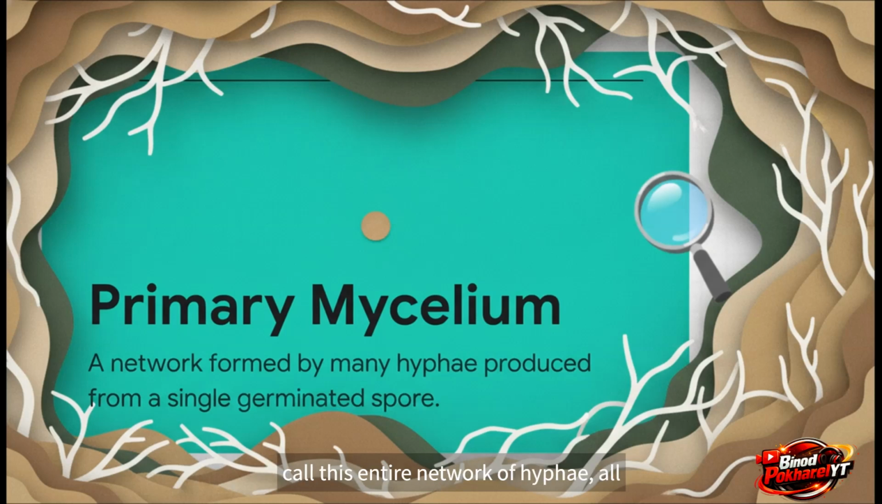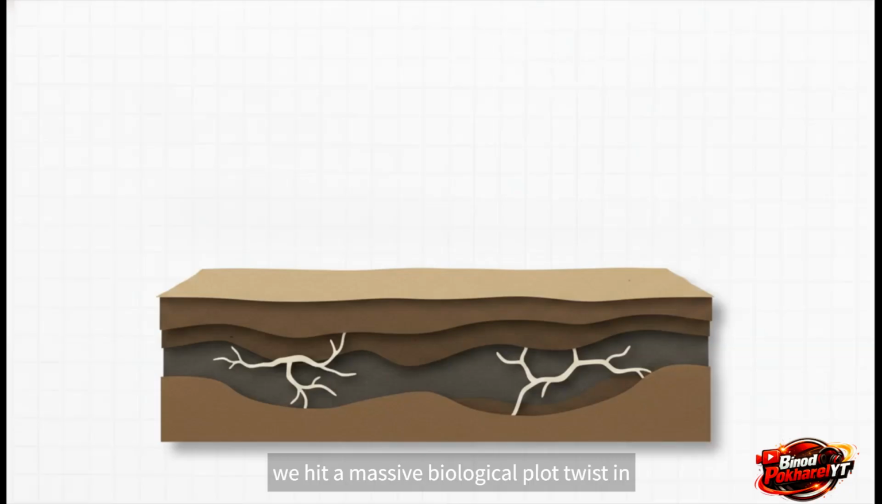We call this entire network of hyphae, all originating from that one single germinated spore, the primary mycelium. You can kind of think of it like a microscopic root system just spreading out under the dirt. But right here, we hit a massive biological plot twist in our story. You might think this growing network will just keep getting bigger and bigger until a mushroom pops out, right?